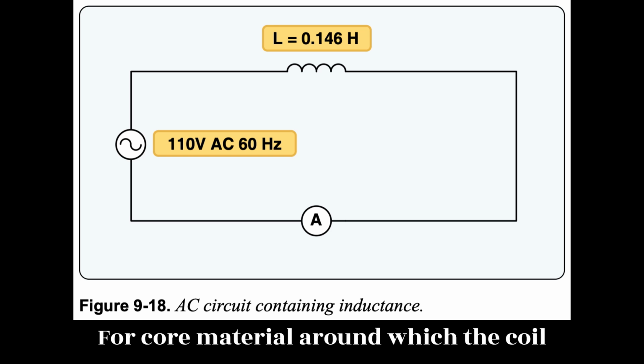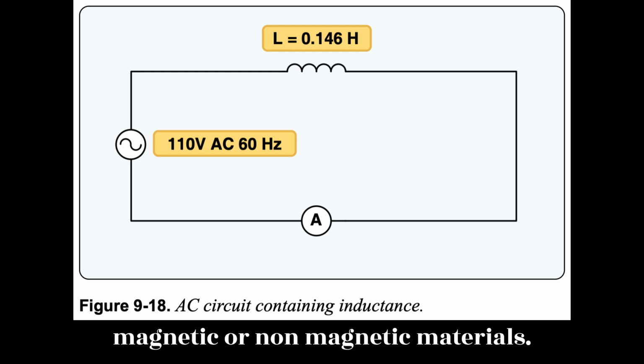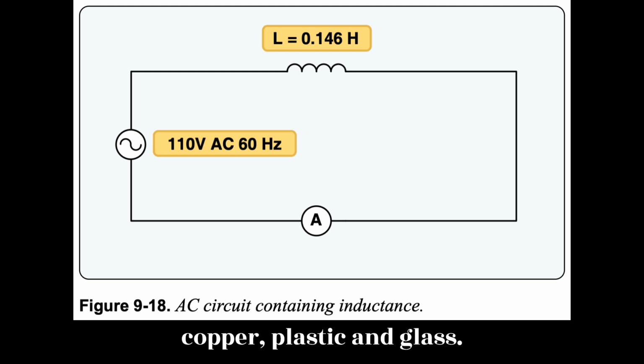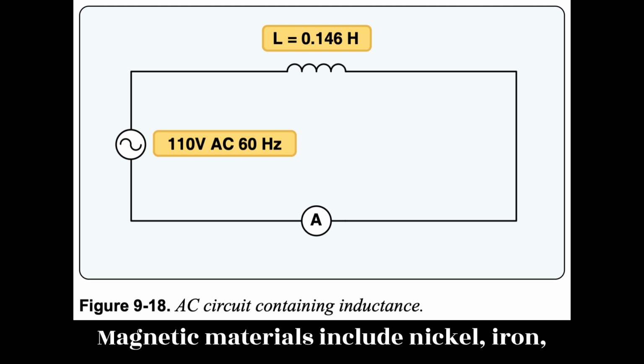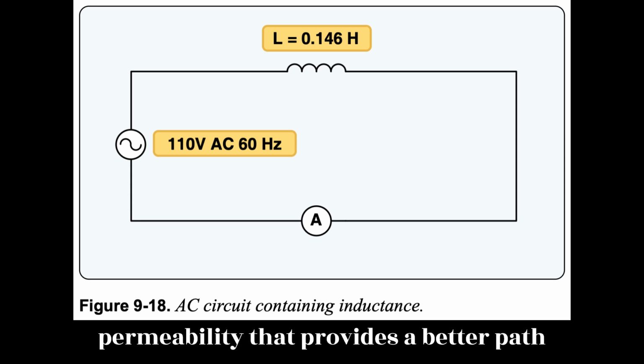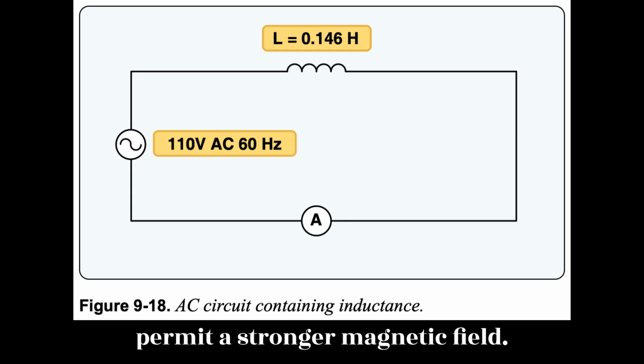4. Core material around which the coil is formed. Coils are wound on either magnetic or non-magnetic materials. Some non-magnetic materials include air, copper, plastic, and glass. Magnetic materials include nickel, iron, steel, and cobalt, which have a permeability that provides a better path for the magnetic lines of force and permit a stronger magnetic field.